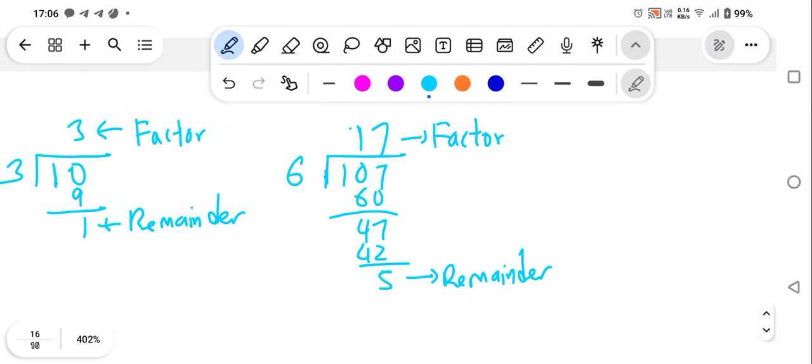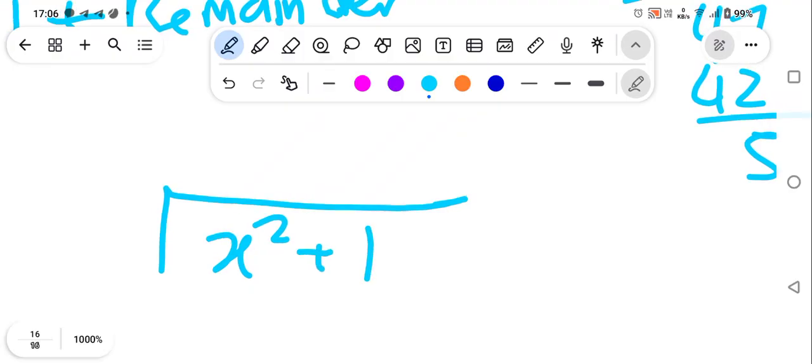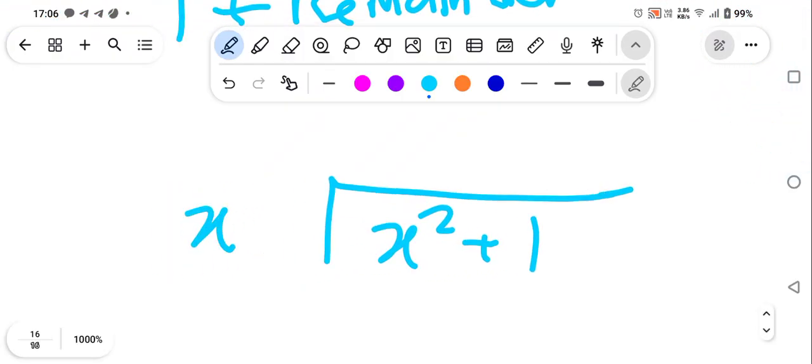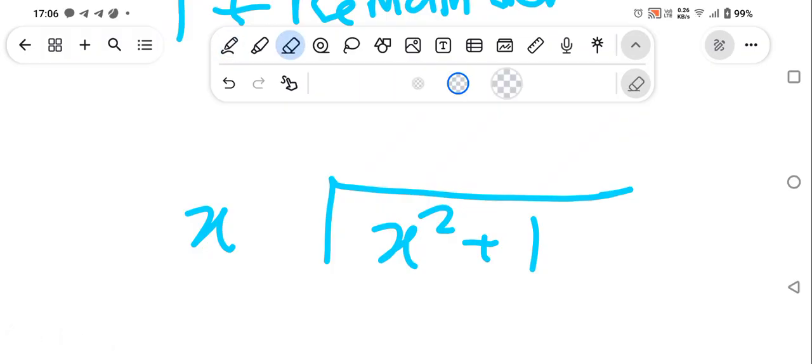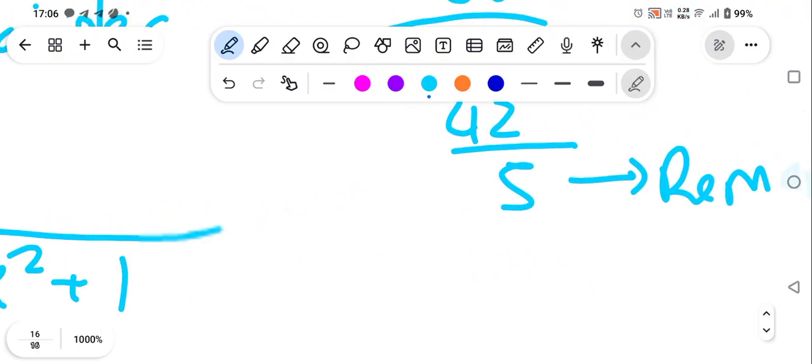So how can we apply this if we see functions? Let's start off easy. So we have x squared plus 1 divided by x. Let's just start very easy. You can imagine this. This is also equivalent to this.